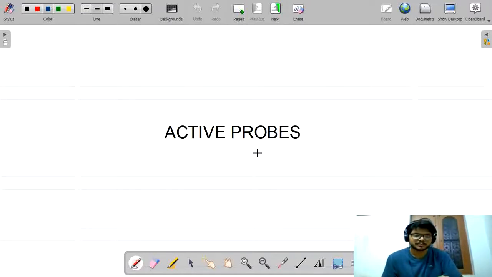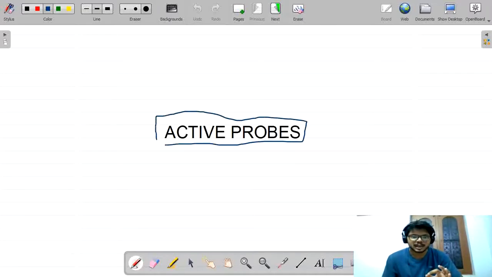What is the problem? Our passive probes provide a very high attenuation to the signal and a very low input impedance. It is the drawback. This drawback is overcome by active probes. So we can say that active probes have the exact opposite features of passive probes. Active probes have very low attenuation and very high input impedance. It is the feature of active probes.